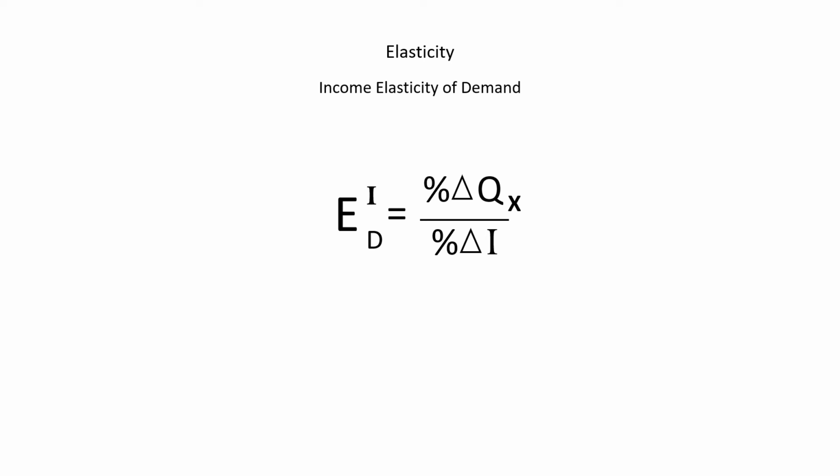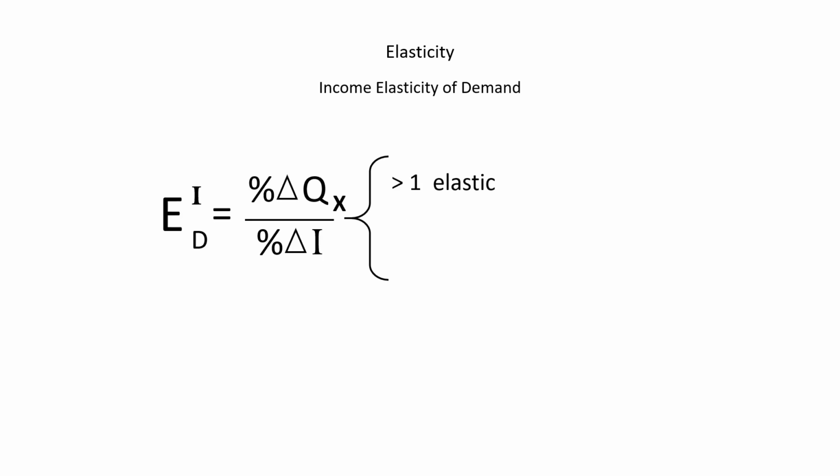The coefficient of income elasticity of demand is the ratio of the percentage change in the quantity of a particular good demanded relative to the percentage change in income. If the ratio is greater than 1, then the quantity of a good demanded will be sensitive to changes in income. Therefore, we call the relationship elastic.